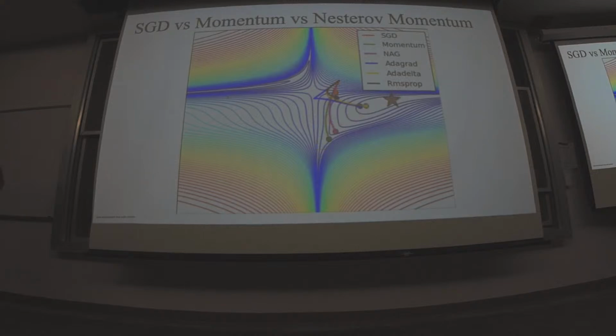That's the Nesterov momentum. Is that the A for adaptive? No, I actually don't know why it says AG, to be honest. It's just Nesterov. You can make it up.